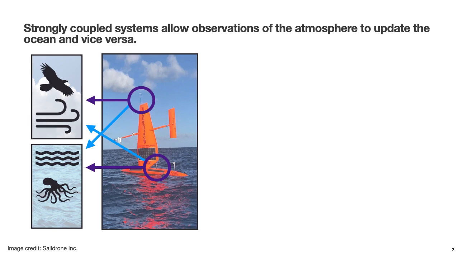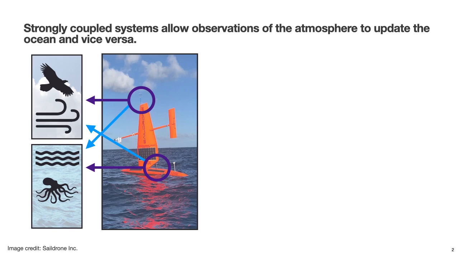Now, there are all sorts of intermediate schemes and methods that don't necessarily fall neatly into weakly or strongly coupled data assimilation, like outer loop coupling, etc. I'm not going to be talking about those today. I'm just really going to be focusing on these two extremes of weakly coupled or strongly coupled data assimilation.